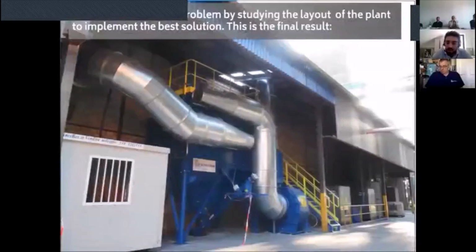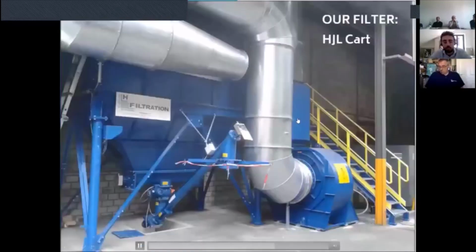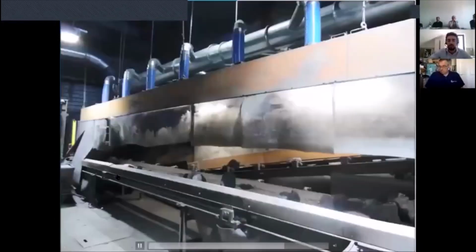Our filtration unit with the blower. This is a general P&I of the installation. So this is what we made. And this is the suction hood for the environmental cleaning on the roof.